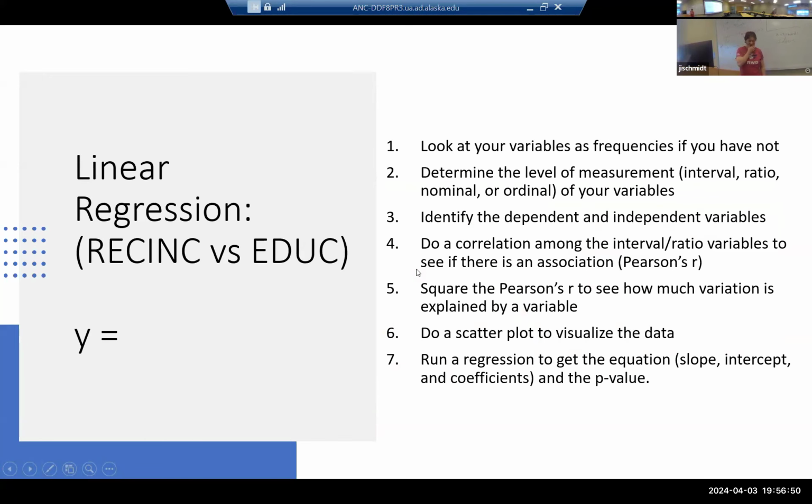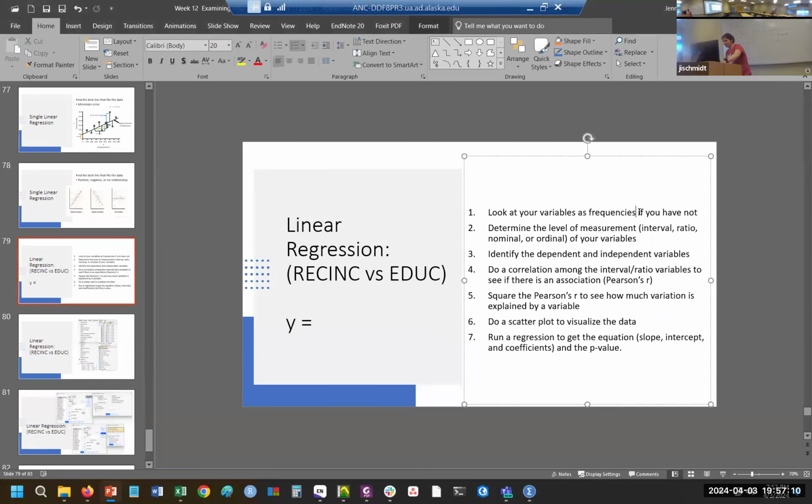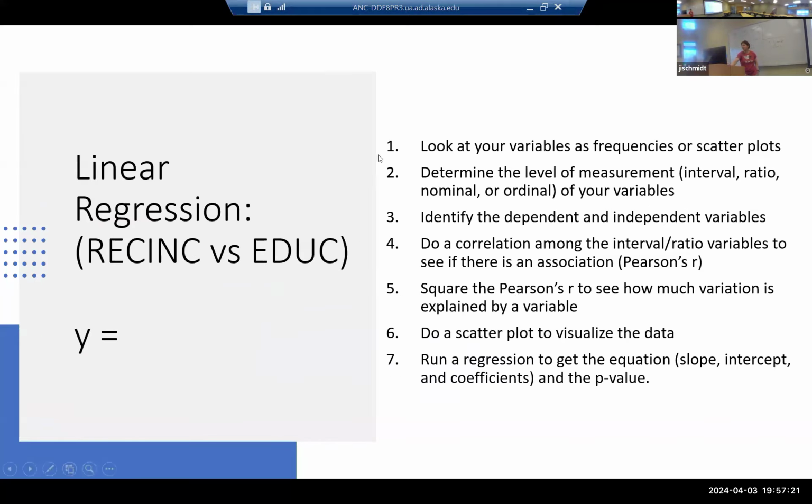All right. And so I put together a little cheat sheet for how I would go about linear regression. Look at your variables as frequencies, and/or scatter plots, I think is what I meant. It's not a complete sentence there, so sorry. Okay, so look at your variables, visually inspect them, determine the level of measurement. So what type of variable are they? Identify your dependent and independent variables.